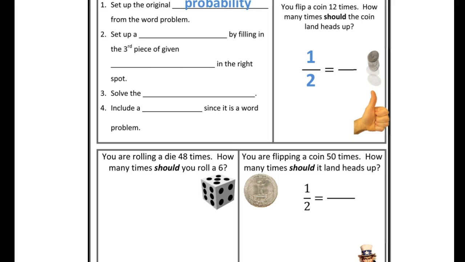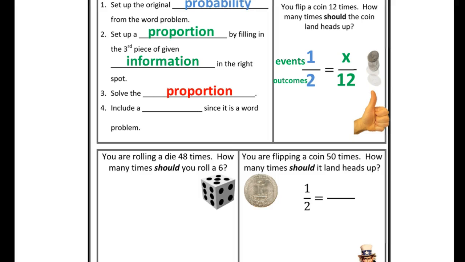Once you have the original probability of the situation, you're going to set up a proportion by filling in the third piece of given information in the right spot. In this case, we were given that you're flipping the coin 12 times. That's total outcomes. You could also be asked how many total outcomes it would take for heads to land up 4 times. That would be giving specific events. So I'm given outcomes. If it helps, label it out. Given outcomes, so I'm putting the 12 below, the unknown, the variable, up top.